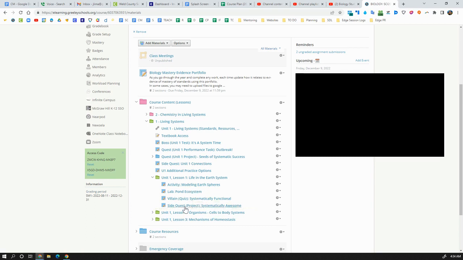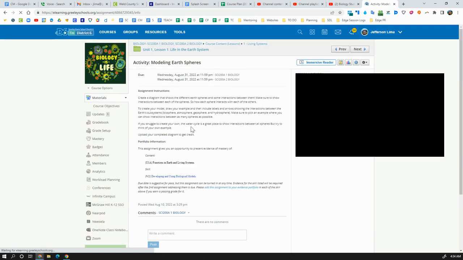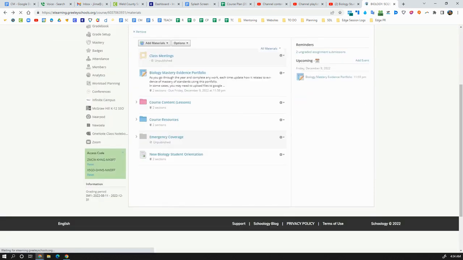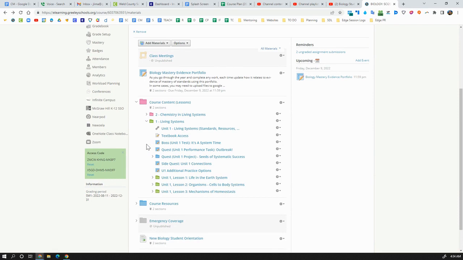When you click on any given activity, for example, let's just open this one here, modeling Earth spheres, what you see is that there are instructions on what content and skill this can serve as evidence for. So that's a really cool way to get points that actually count towards your grade in the class. And that's really what you should be spending most of your time on because, while learning the content matters, these are the things that actually get graded.